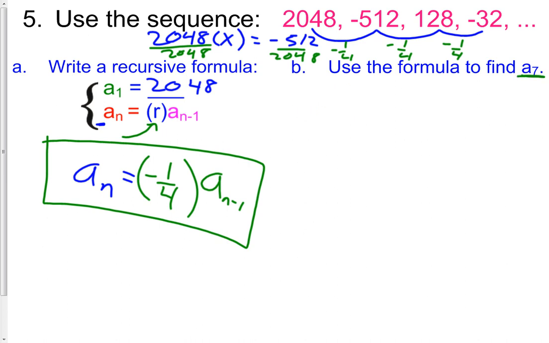We got to do this in order though, because we can't find the 7th until we know the 6th, and we can't find the 6th until we know the 5th. So what do I know? I know the value of the 1st, I know the value of the 2nd, I know the value of the 3rd, and I know the value of the 4th.